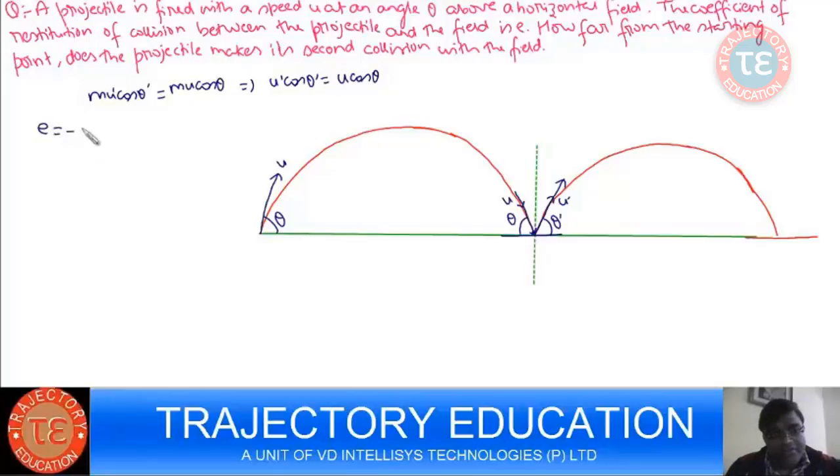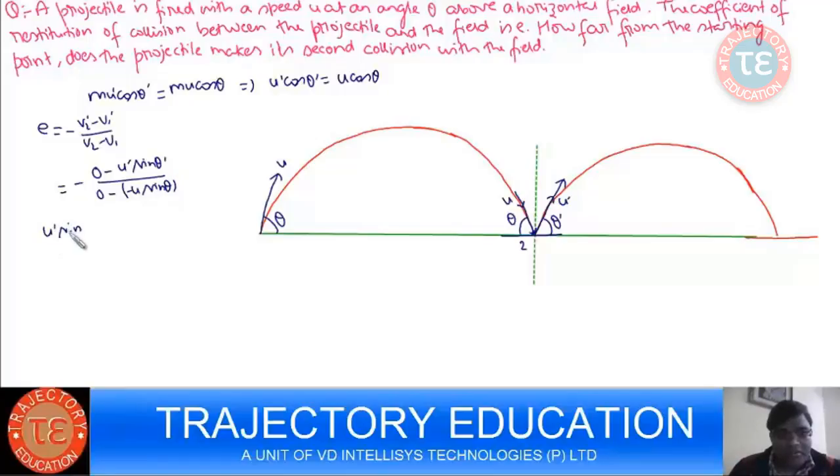And then I can apply the coefficient of restitution. If I take the surface as body number 2 and the projectile as body number 1, v2 dash is 0, v1 dash is u dash sine theta dash, and this is 0, and this becomes minus u sine theta. So that comes as u dash sine theta dash equals E u sine theta. Okay, so this is 1 and this is 2.